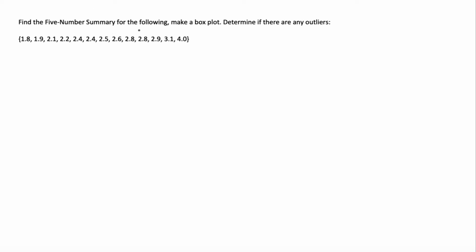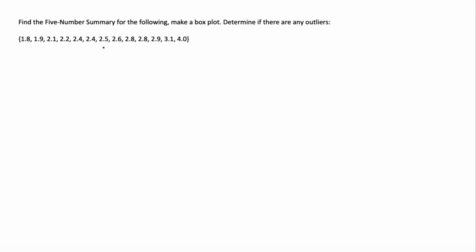Find the 5-number summary for the following and make a box plot. And we also want to determine if there are any outliers in this data set. Okay, so the 5-number summary consists of the low value and the high value. There's also the median, or Q2, and then there's Q1 and Q3.